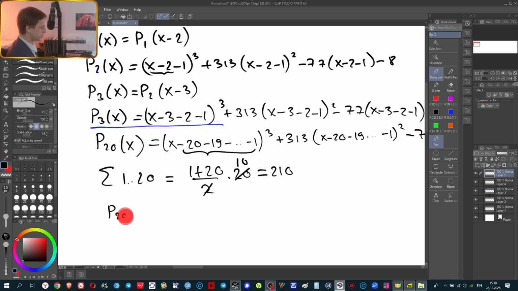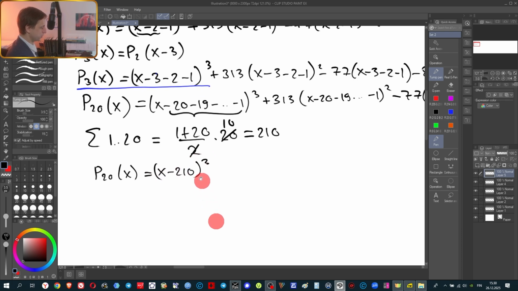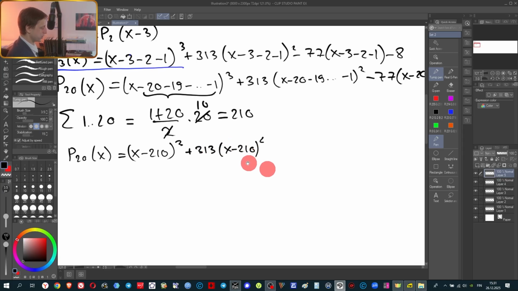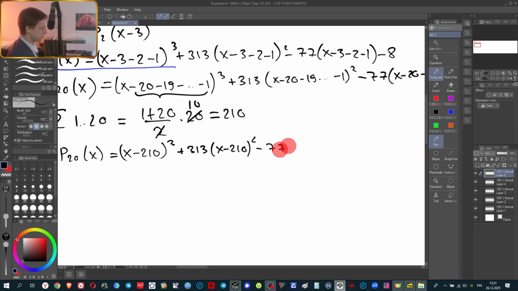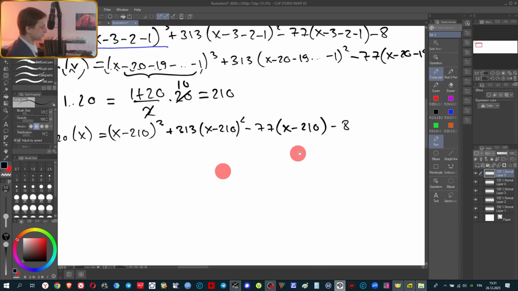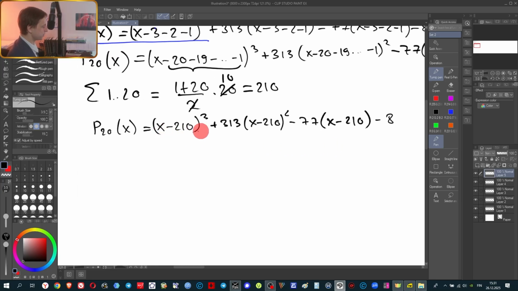So P20 of x equals (x minus 210) all cubed, plus 313 (x minus 210) squared, minus 77 (x minus 210), and eventually minus 8. Okay, so that's what we have. It is the final look of your polynomial.